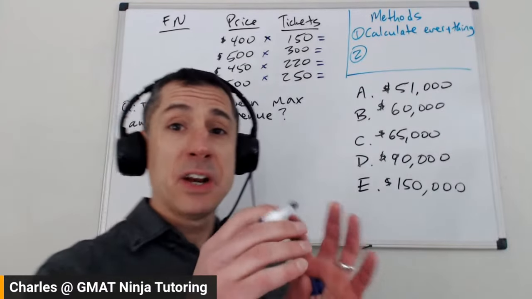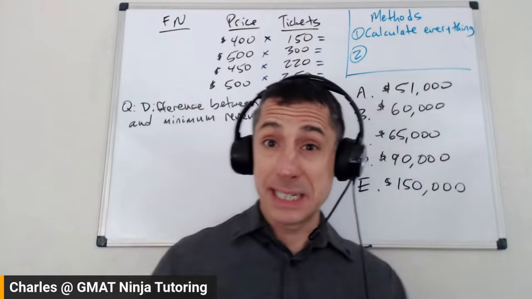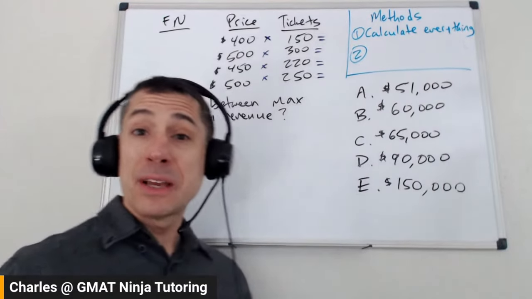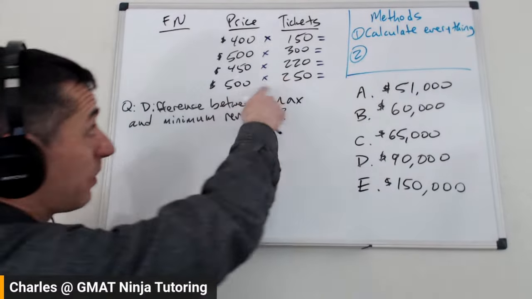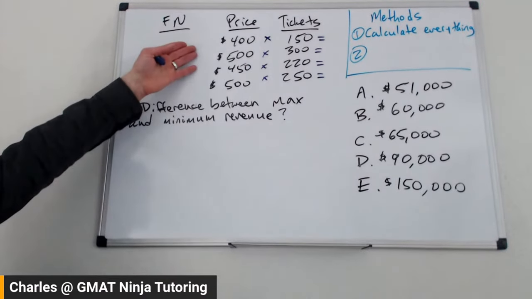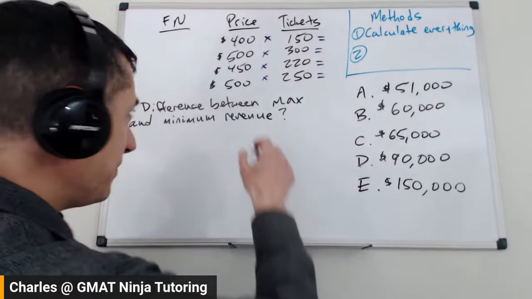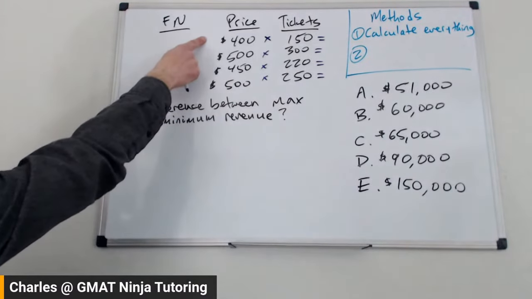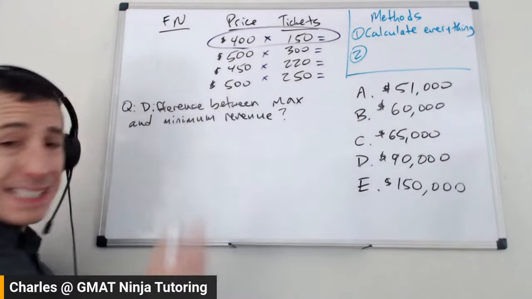And my point here is, no matter how simple the question is, arguably the more simple it is, I want you to go, all right, how can I make this easier on myself? Do I want to calculate anything or everything, or do I want to just cut straight to what I need? You can just eyeball this and go, well, what's my smallest going to be? What's the minimum ticket revenue for a single flight? Well, it's got to be this first one, right? It's the lowest price. It's the smallest number of tickets. So that's got to be my smallest.